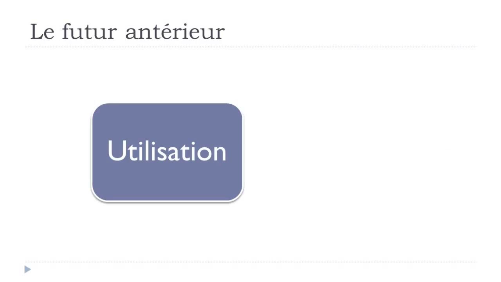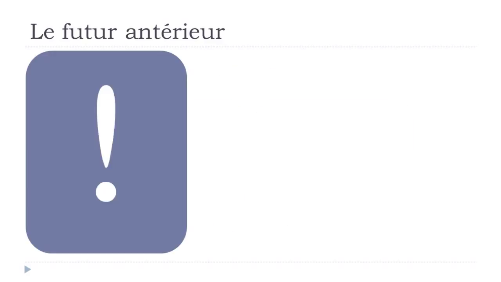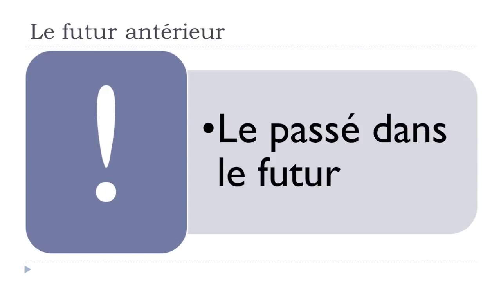So the way we will construct this video is first we'll see l'utilisation, so when do we use this futur antérieur, and then the second part will be la formation, so how do we build this tense. So the first part will be l'utilisation, when do we use it, and the only concept of this futur antérieur is that it will be used to express what we call le passé dans le futur, so the past in the future.